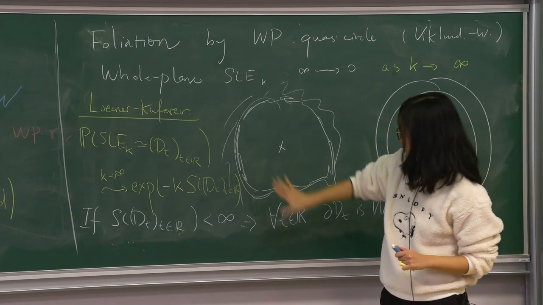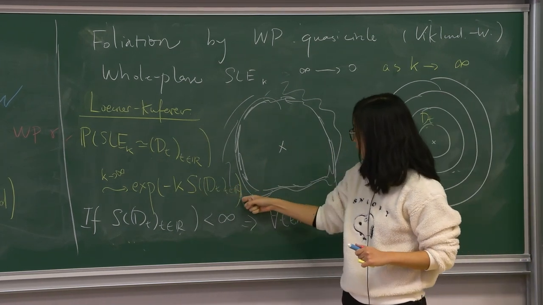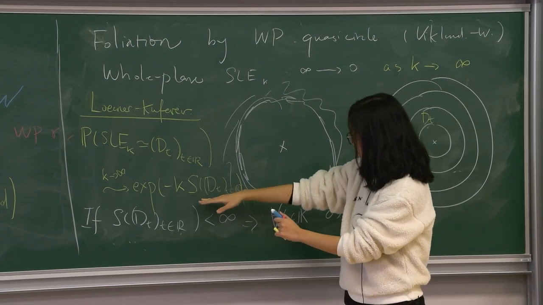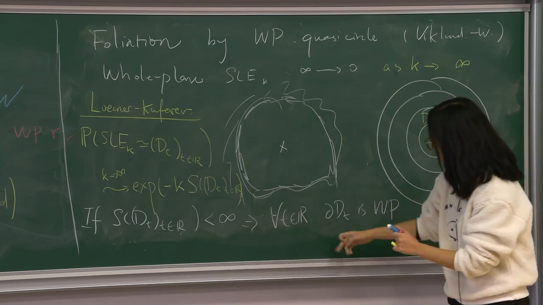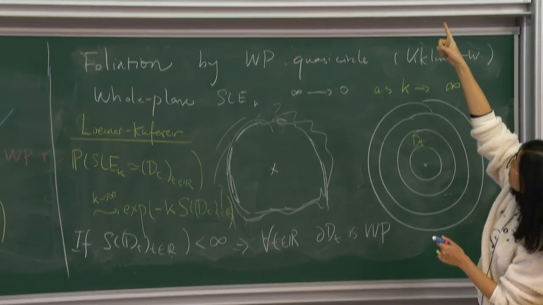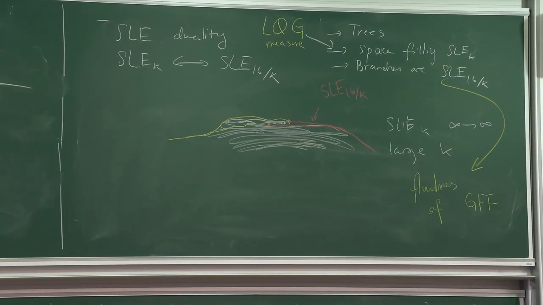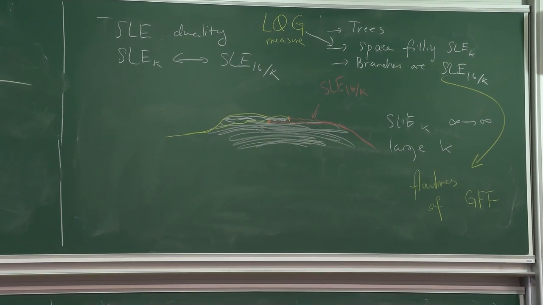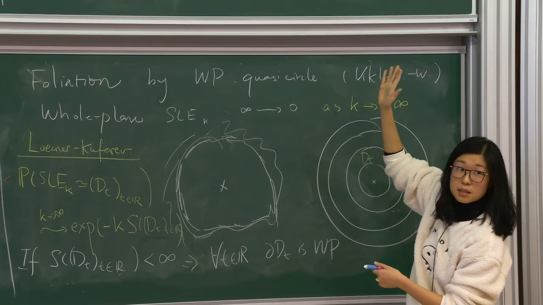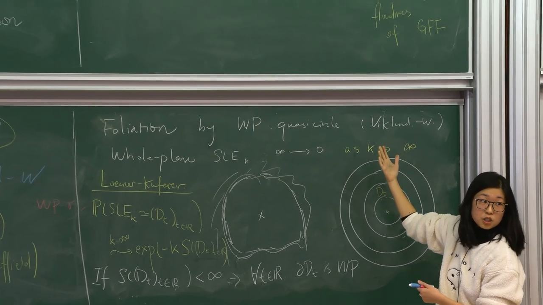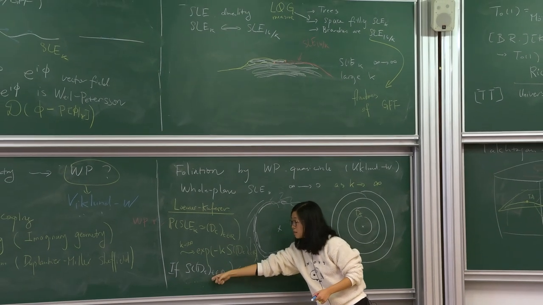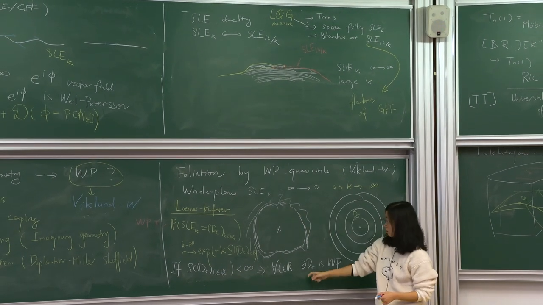This is a purely deterministic statement. I define some energy, for which there is an explicit formula I can write down. But if this energy is finite, it implies that all the leaves inside have to be Weil-Petersson. And this is consistent with this SLE duality. If I know what my large kappa large deviation behavior looks like, then its outer boundary at each time should have something to do with the small kappa large deviation. So this is a Loewner energy it involves, and we also have an identity between this Loewner-Kufareff energy and the Loewner energy of each leaf.